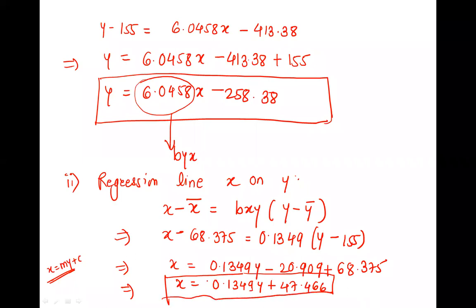And what is this value? bxy. Check once. Is it bxy? Yes. So if we get x is my plus c, that m is nothing but bxy, the regression coefficient x on y.